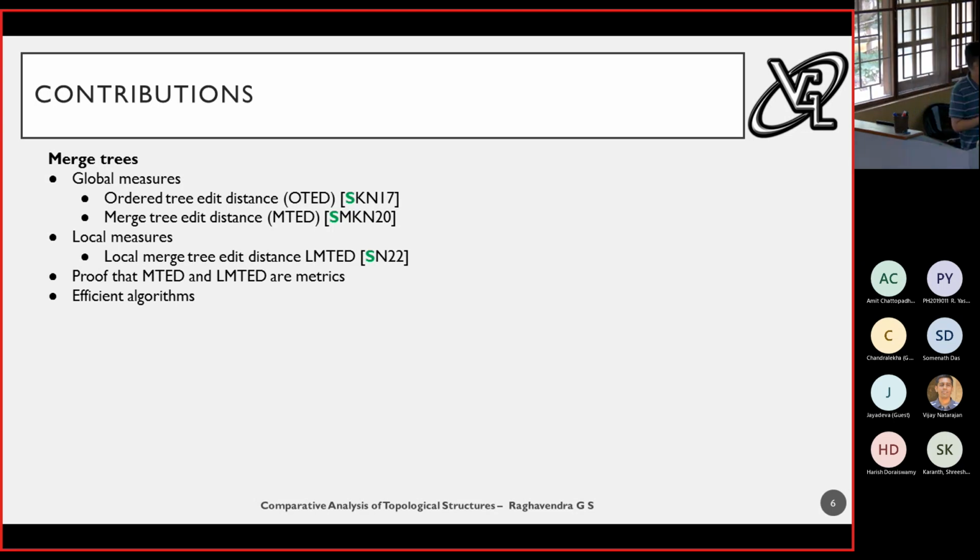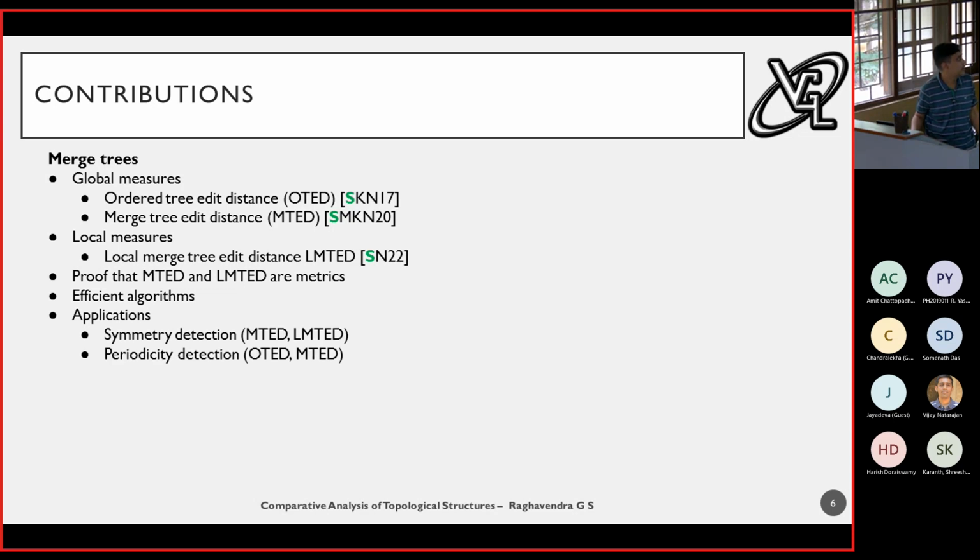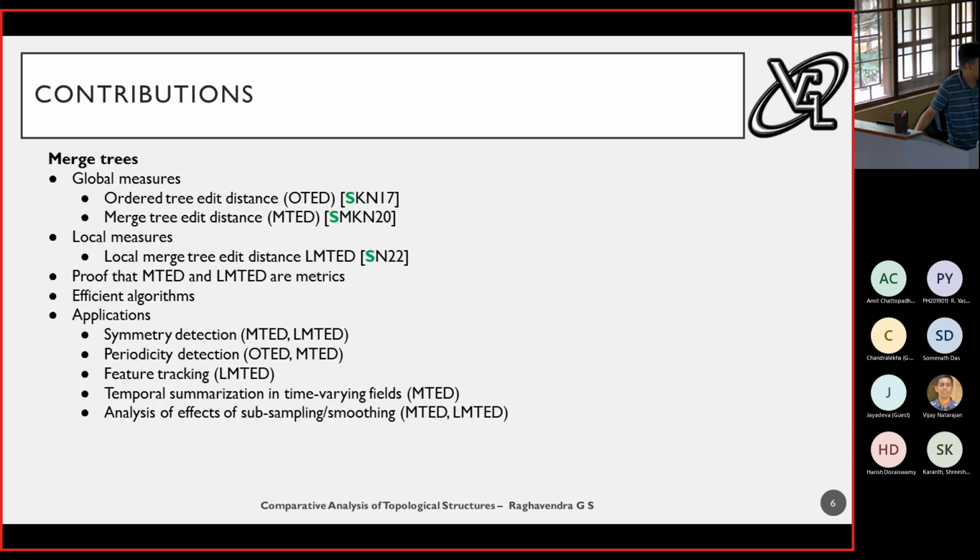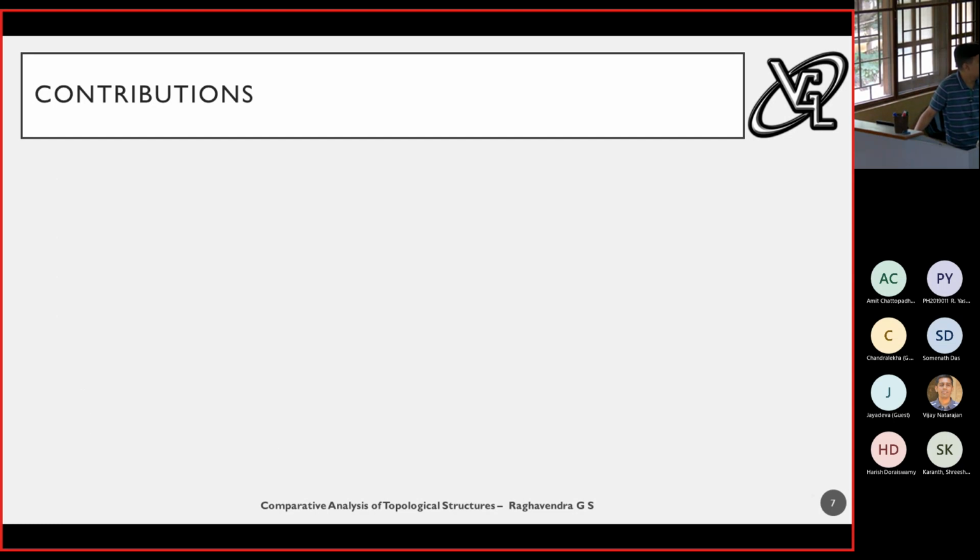We prove that the MTED and LMTED here are metrics. We provide some efficient algorithms to compute these metrics. And we also have a lot of applications in symmetry detection, periodicity detection, feature tracking, temporal summarization, and so on.